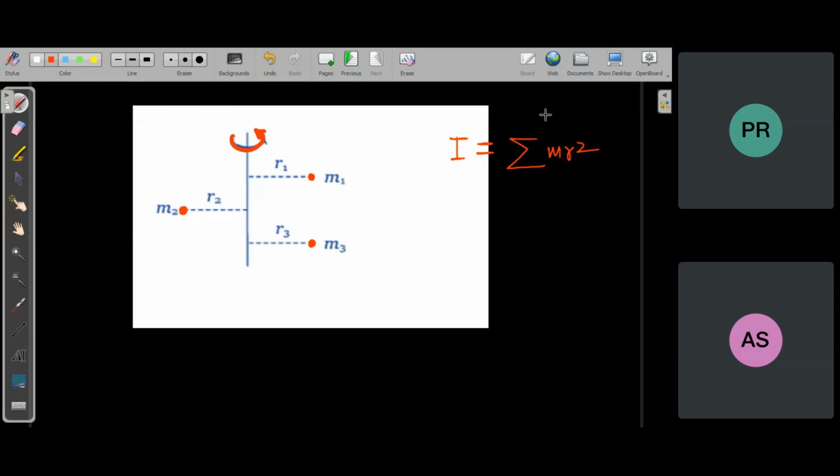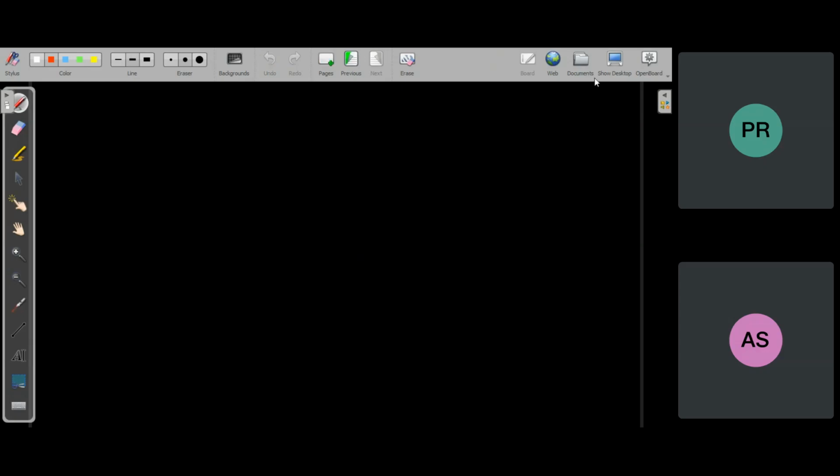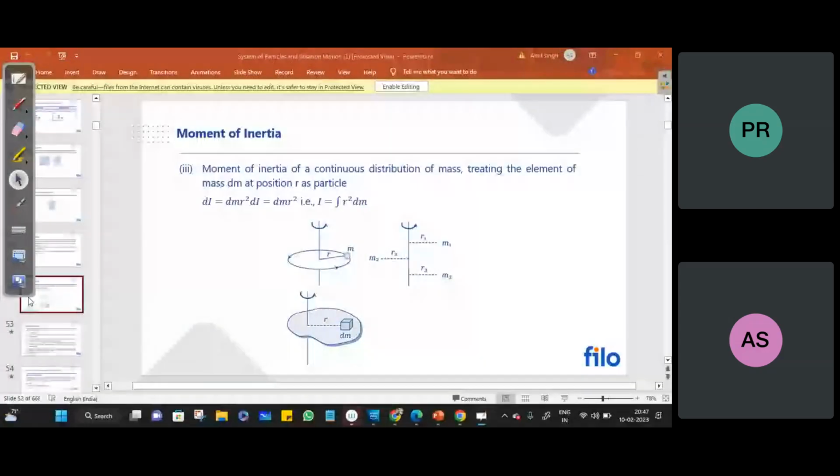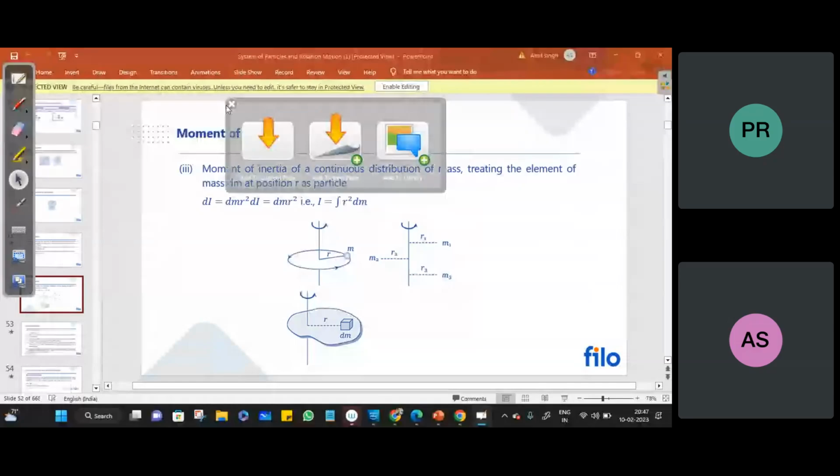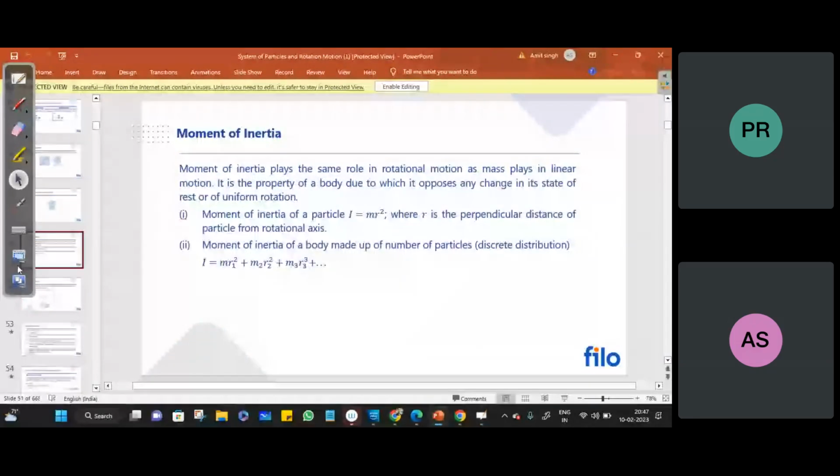So summation m r square, where m is the mass of the particle and r is the perpendicular distance of the particle from the axis. And if there are multiple discrete particles, then you will simply do the summation from i equal to 1 to n over all the particles. So finally you will get this formula.